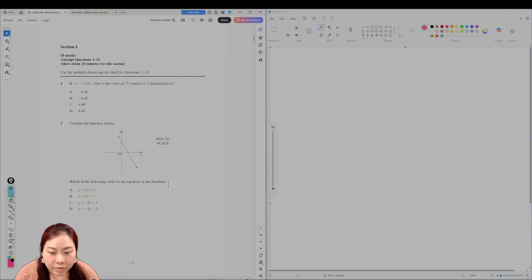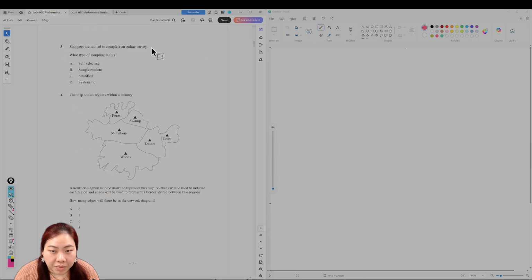Now, number 2, consider the function shown. Which of the following could be the equation of the function? Okay. Now we know y equals mx plus b is the equation of a line. The m is the gradient, the b is the y-intercept. The gradient here is a negative slope. So immediately it's going to be either C or D because the gradient is negative 2. And then the y-intercept is here, seems like it's a positive number. So this is the only option. Therefore, I'm going to have to say 2 is C. Let's see if it's true.